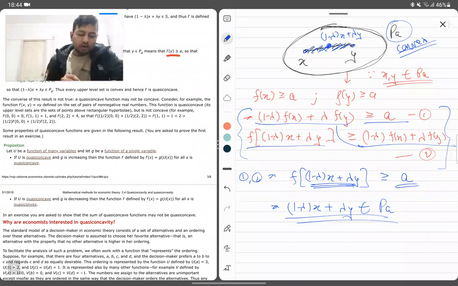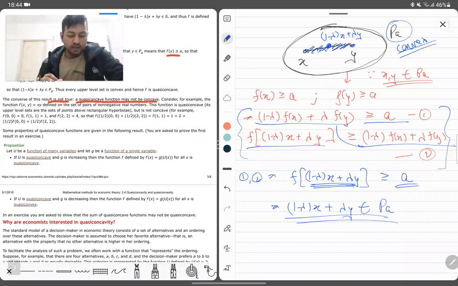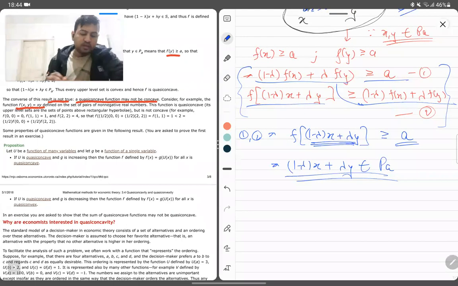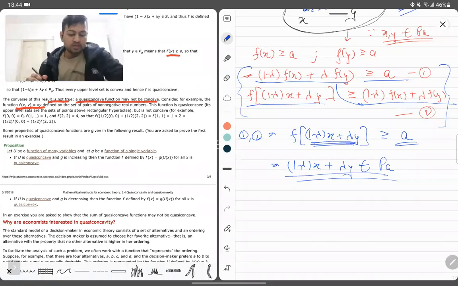Now, the converse is very important. The converse of this result is not true. A quasi-concave function may not be concave. ISI has asked this at some point. They asked to show that a quasi-concave function may not be concave. So our Cobb-Douglas thing, f of x,y equals xy, is quasi-concave but not concave.